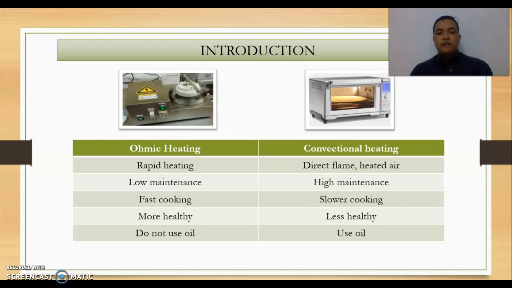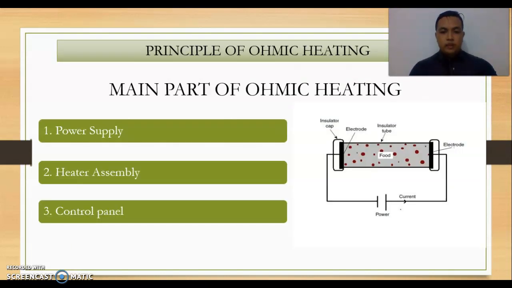So here are the differences between ohmic heating and conventional heating. Ohmic heating uses rapid heating, low maintenance, fast cooking, and is more healthy due to not using oil. While for conventional heating or other cooking methods, it uses direct flame or hot air to cook the product, and also has high maintenance, slower cooking, and is less healthy due to the use of oil.